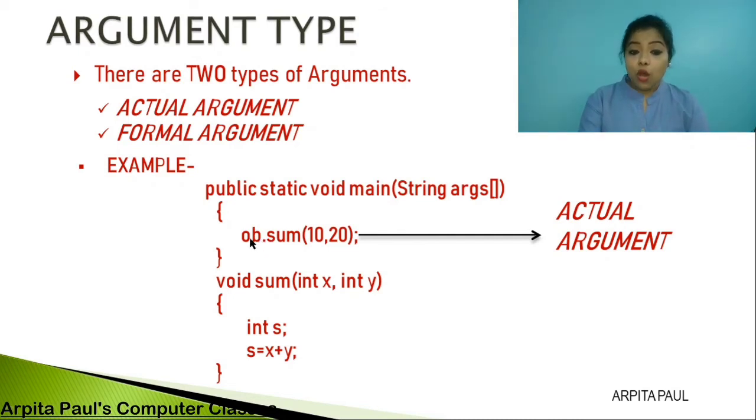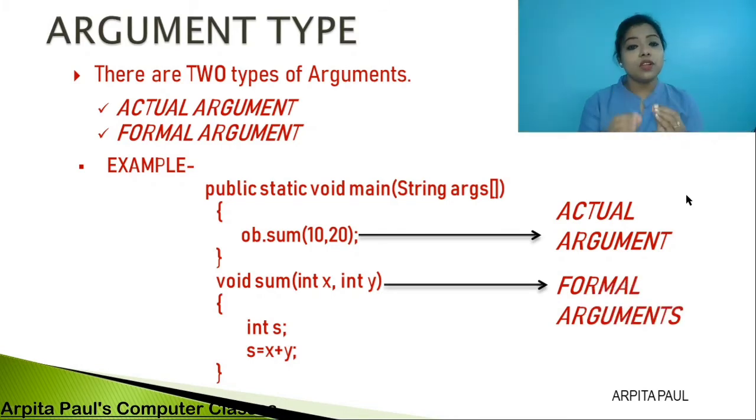Now here using the object we are calling the method and we are passing the value 10 comma 20. So directly we are providing the values here. This is called actual argument. We are providing the actual value, that is why it is called actual argument. Now here you can see while I am declaring the method void sum, I have written int x comma int y. So this is the formal argument. We are not directly providing the value and we are using a different variable to input the value. This is called formal argument.